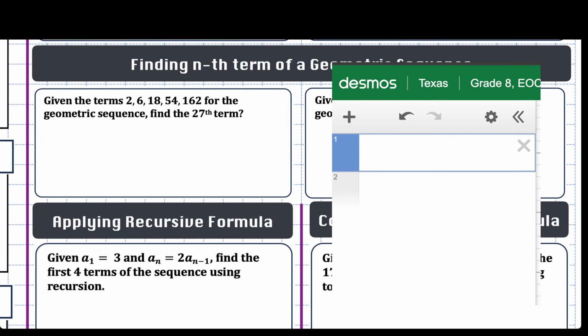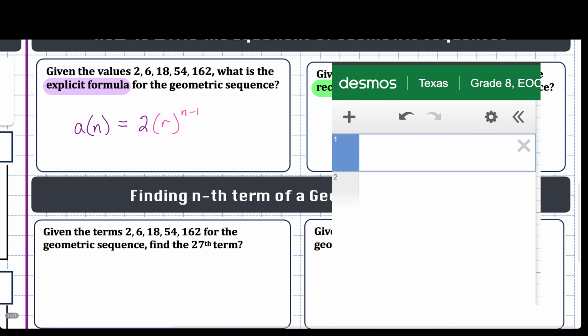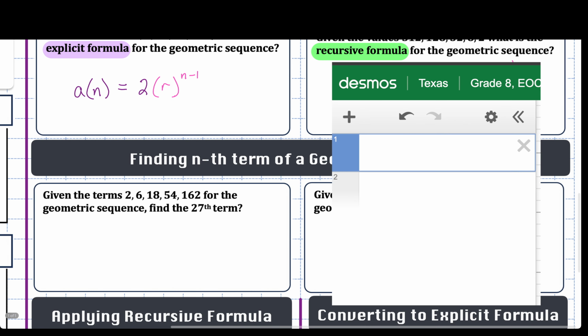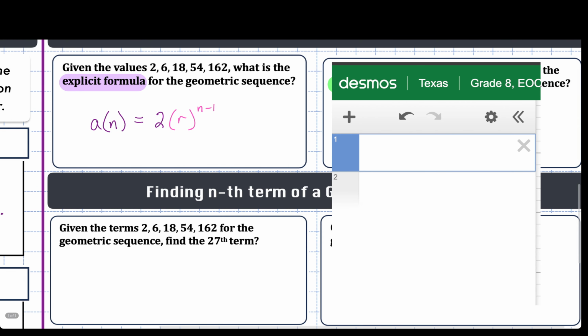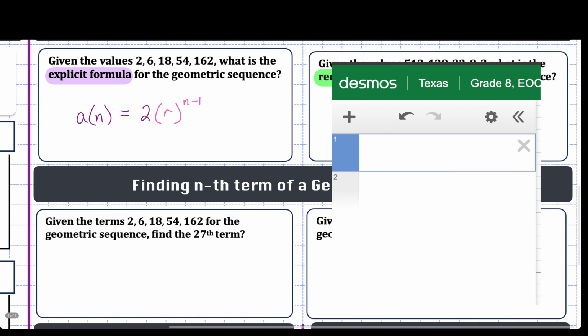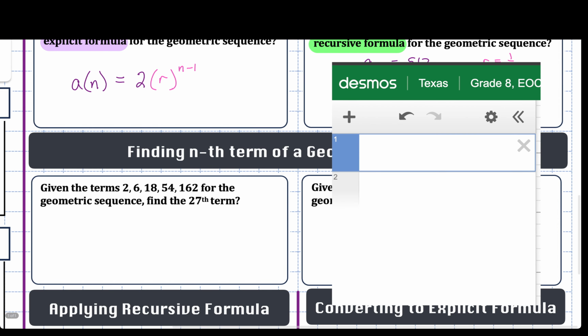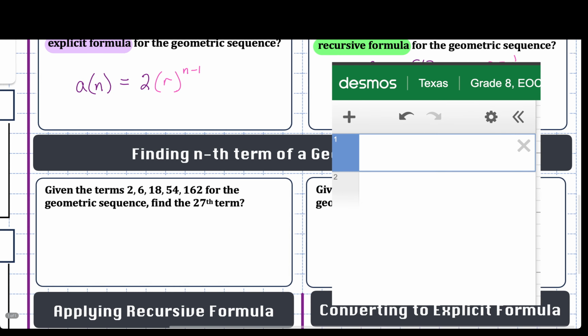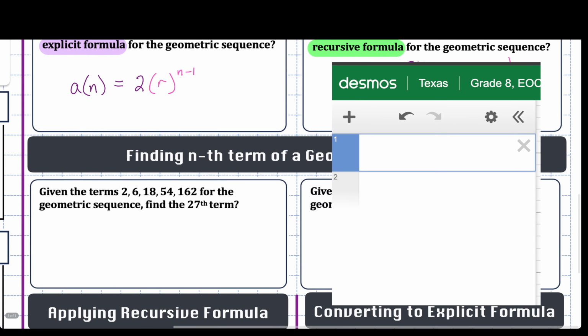Okay, in this next video series on the geometric sequence lecture, same exact problem as before. We had the terms 2, 6, 18, 54, 162. But what we want to do this time is find the 27th term of the sequence. And so what I would do is say, okay, well, we already have the function. So let's write down the function again here.